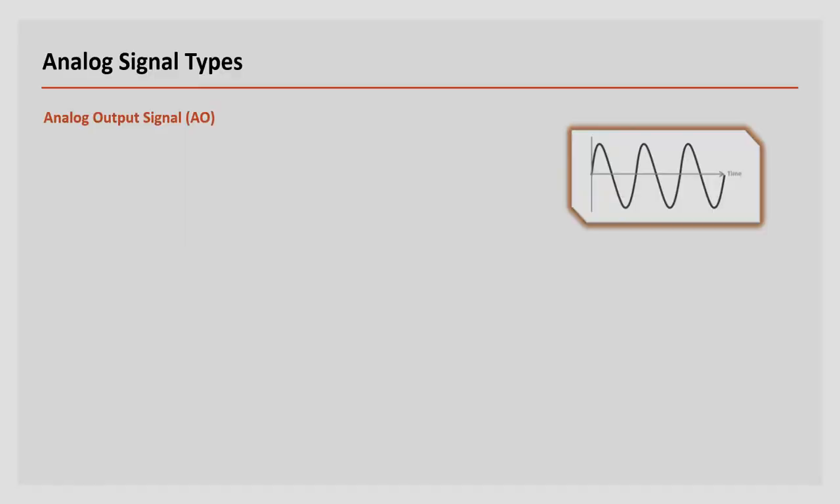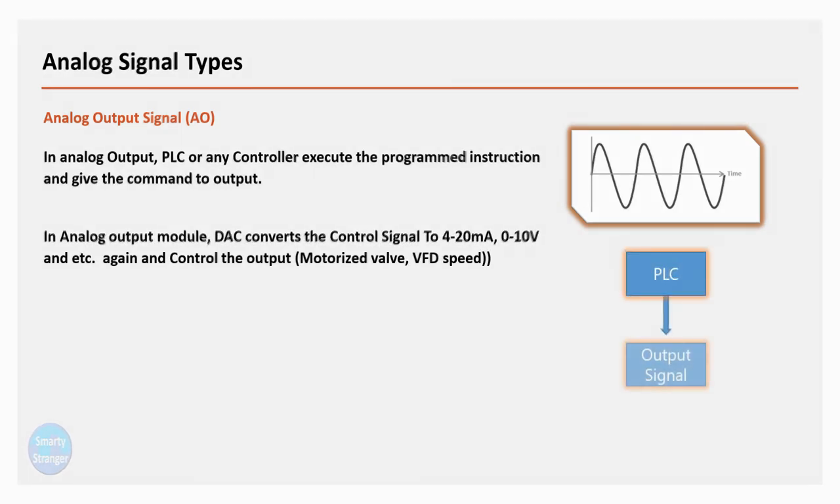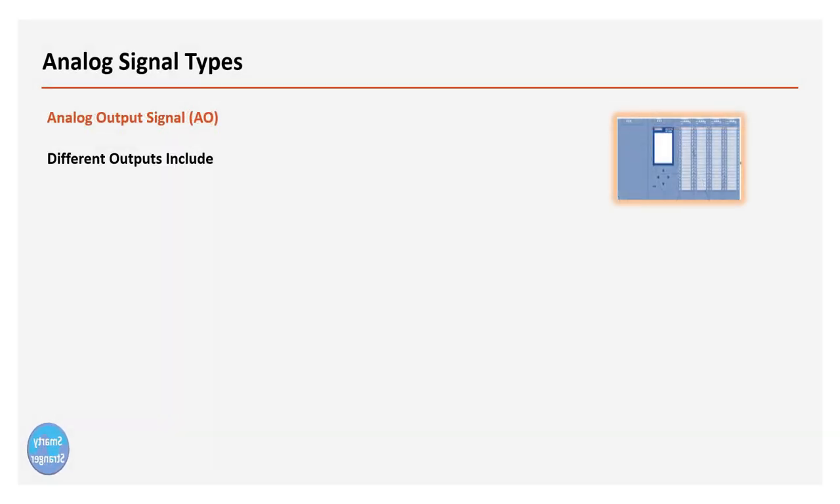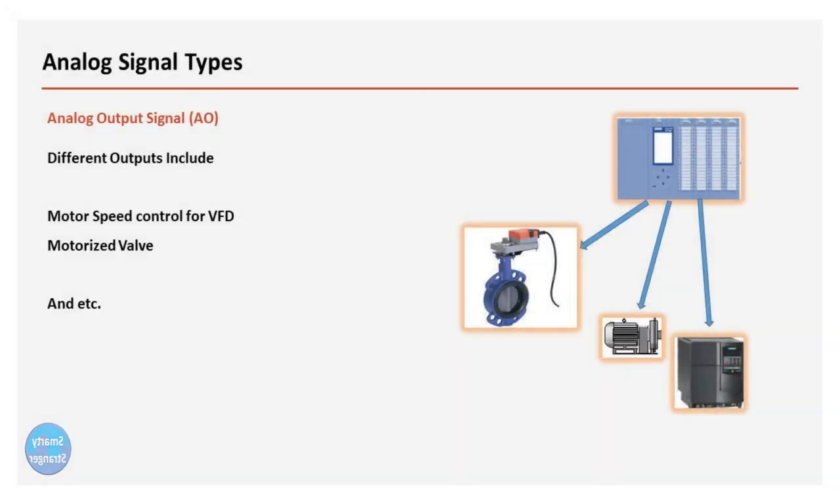Analog output signal. In analog output, the PLC or any controller executes the programmed instruction and gives the command to the output. In the analog output module, a DAC converts the control signal to 4 to 20 milliamp, 0 to 10 volt, etc., and controls the output, motorized valve, or VFD speed. Different outputs include motor speed control for VFD, motorized valve, etc.